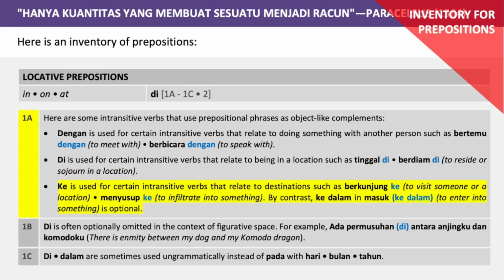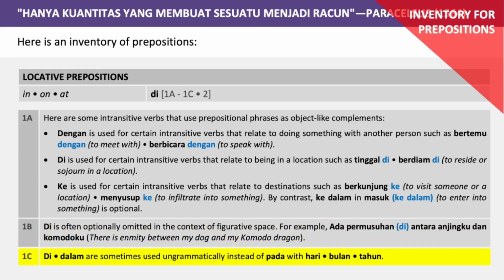Ke is used for certain intransitive verbs that relate to destinations, such as berkunjung ke, to visit someone or a location, menyusup ke, to infiltrate into something. By contrast, ke dalam in masuk ke dalam is optional. Di is often optionally omitted in the context of figurative space. For example, ada permusuhan antara anjingku dan komodoku. There is enmity between my dog and my Komodo dragon.